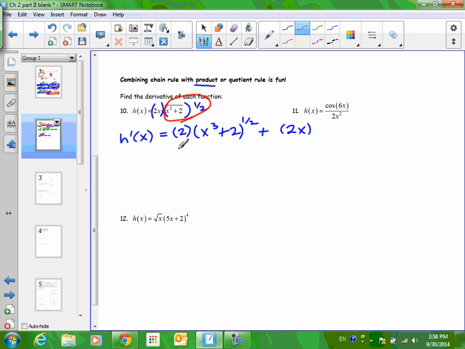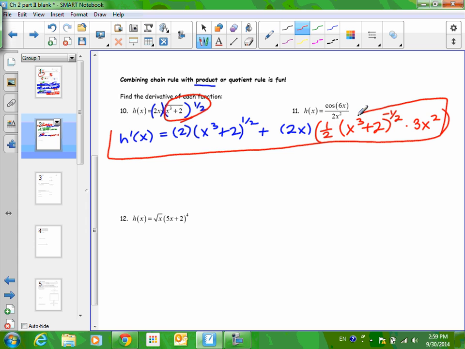I have to use chain rule to do that. So let me just leave this in red to make it even easier. Chain rule says multiply the 1/2 to the front, keep the inside the same. Subtract 1 from the power, so 1/2 minus 1 is -1/2. And then derivative of x cubed plus 2 is 3x squared. So overall, it can be very overwhelming. But if you just take it a piece at a time, you can do it. Okay, so all of this was number 10, okay?